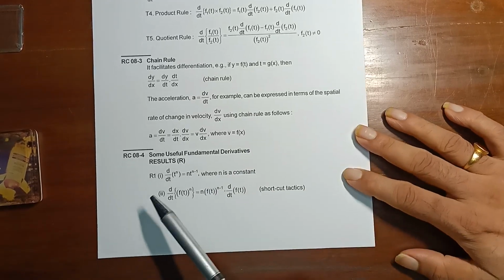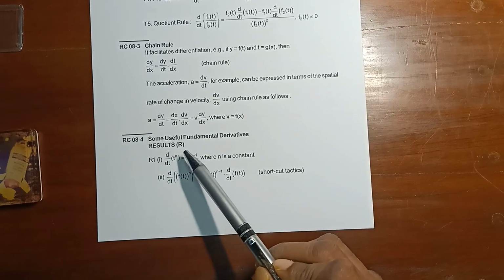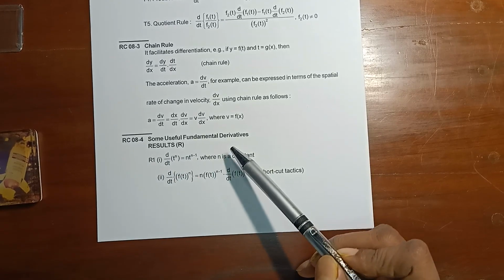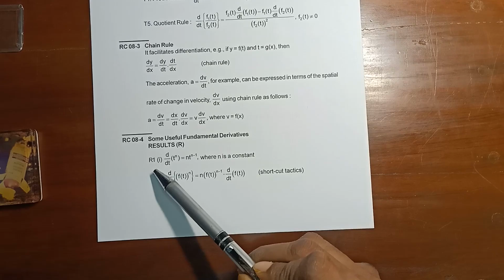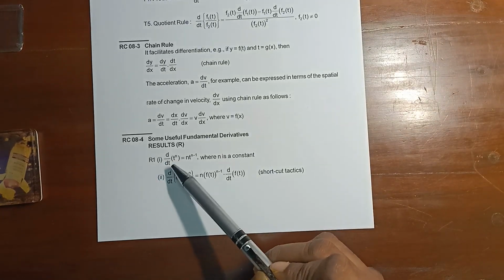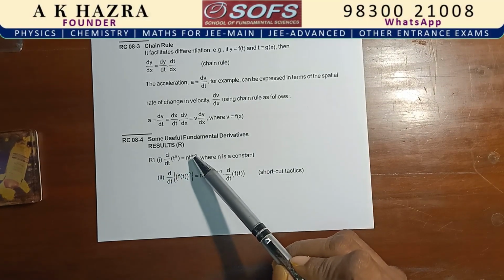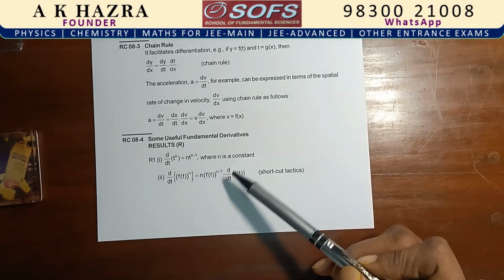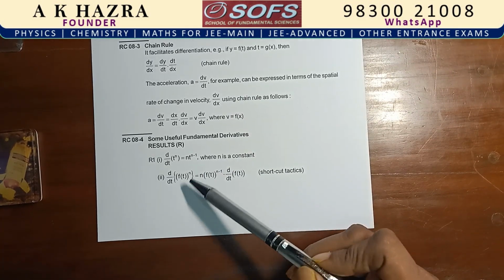Similarly, by applying the limit concept, we have obtained some useful fundamental results, called fundamental derivatives. Like result number 1: d/dt of t to the power n is equal to n t to the power n minus 1, where n is a constant. The proof you can get from a mathematics book. Here we need only the result.